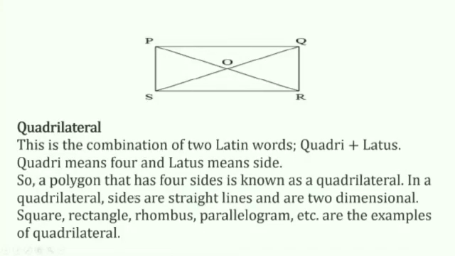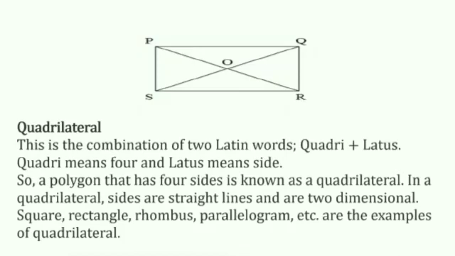Students, in this session, we will learn about quadrilaterals and different types of quadrilaterals. We have already seen in session 1 that a quadrilateral is a polygon with 4 sides and 4 angles. The word quadrilateral is a combination of two Latin words, quadri plus latus. Quadri means 4 and latus means side. So a polygon with 4 sides, we call a quadrilateral.